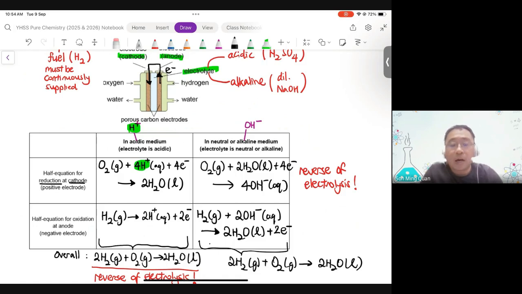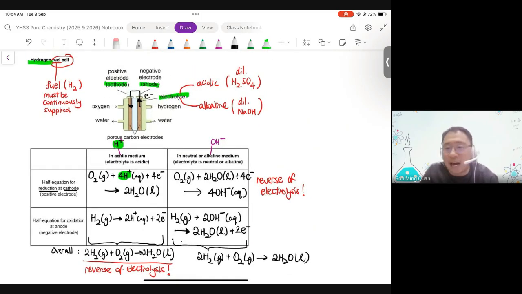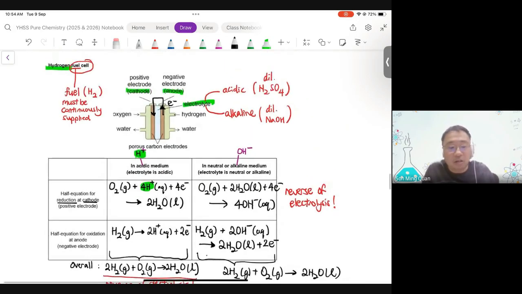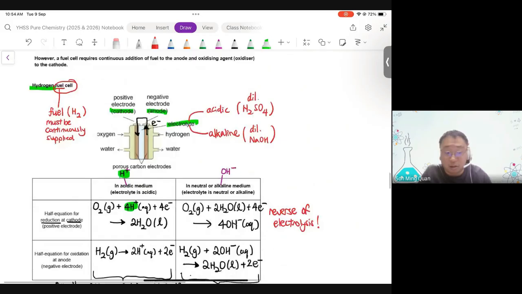Now, a hydrogen fuel cell doesn't pollute the environment. That is true in the sense that it produces only water. But the question is, where does the hydrogen come from in the first place? There's no hydrogen in the air. Air doesn't have hydrogen, okay? So you need to know this. There are pros and cons to this thing.